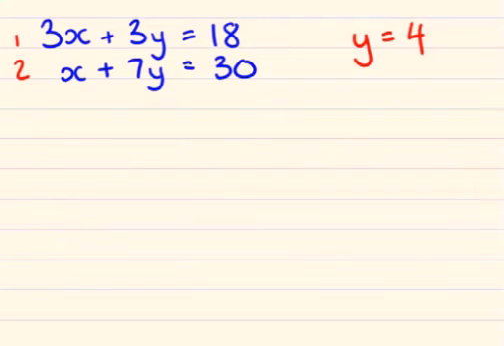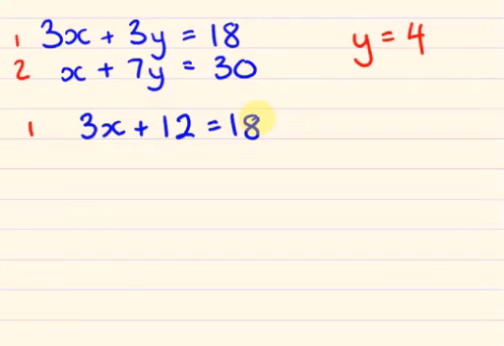And let's now substitute these values into one of the equations. I'm going to put it into this equation here. So for equation 1, substitute in my values. 3x is going to stay the same, plus 3y. 3 times 4 is 12, and it equals 18.